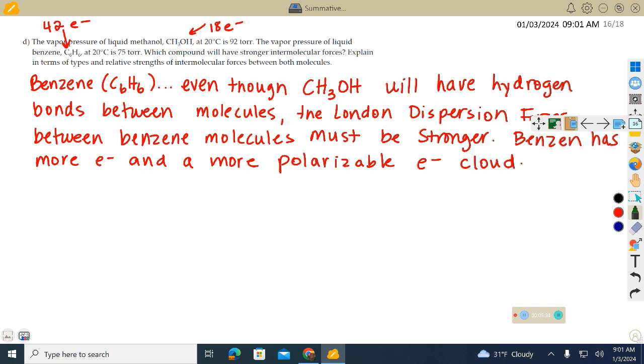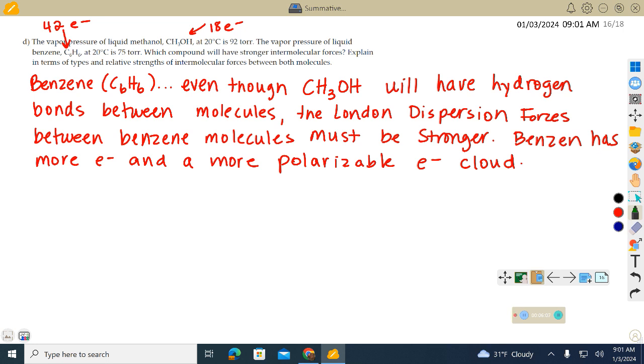Part D was the part that was missed the most. And I think it's just a reading issue. The vapor pressure of liquid methanol is about 92 torr at 20 degrees Celsius. The vapor pressure of liquid benzene is less at the same temperature. Which compound will have stronger intermolecular forces? Explain in terms of the types and strengths of intermolecular forces between both molecules.